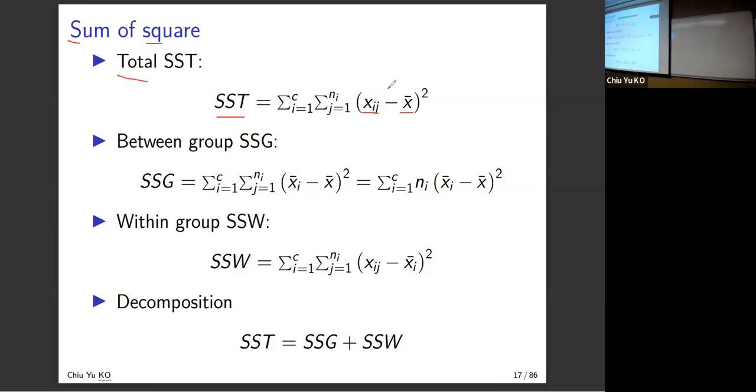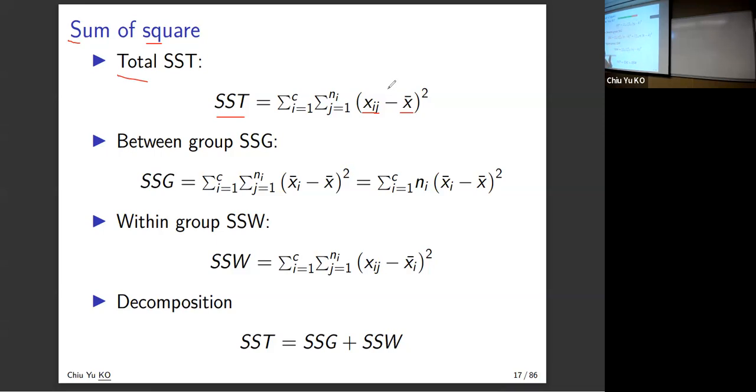Okay. The second one is called the sum of squares between groups, SSG. Do note that different textbooks have different, very complicated ways to do it. Sometimes they swap the W and G. I follow the Excel, so this is for Excel.